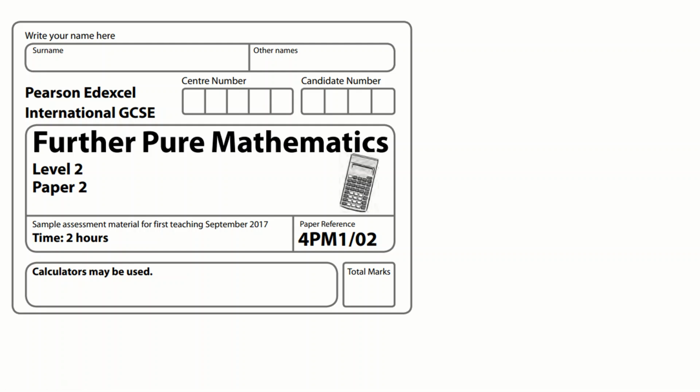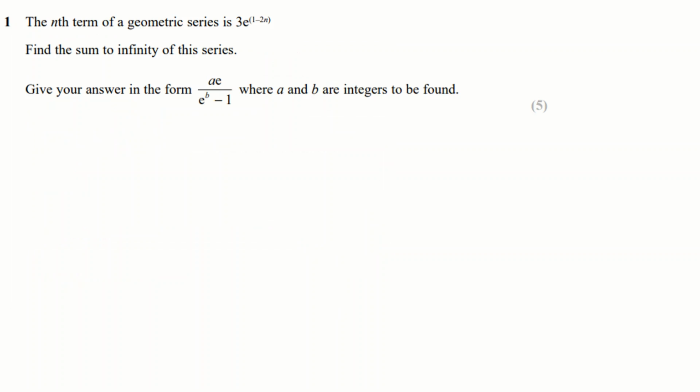So this is the Pearson Edexcel IGCSE Further Pure Maths specimen sample paper. It's paper number 2, which just like paper number 1 is calculator, which is ridiculous. But anyway, I've complained about that in every single one of these papers that I've done of this type. So let's just get into it anyway.